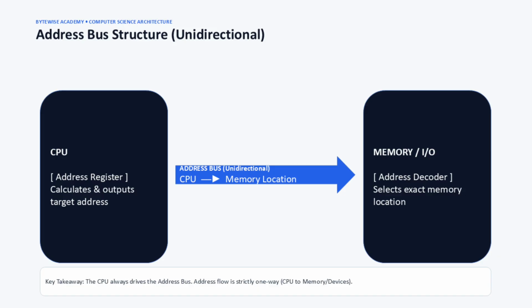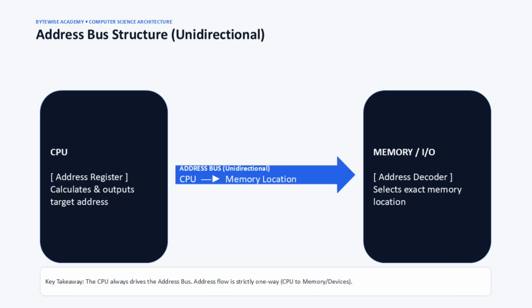Now let's visualize how the address bus works inside a computer system. Instead of looking only at definitions, let's follow what actually happens when the CPU wants to access memory. Inside the CPU, there is a special component called the address register. You don't need to worry about all its internal details right now. For this lesson, simply remember that the address register holds the memory addresses that the CPU wants to access.